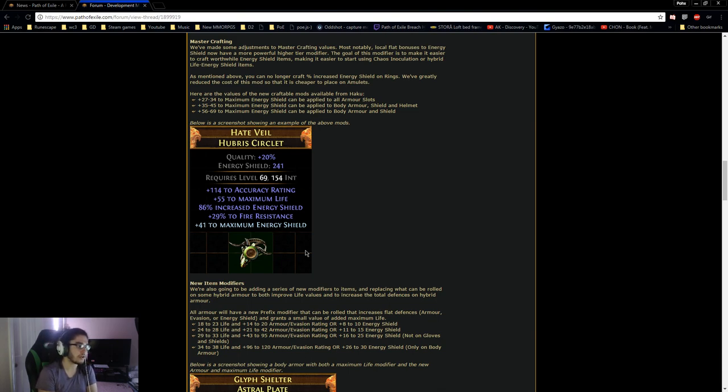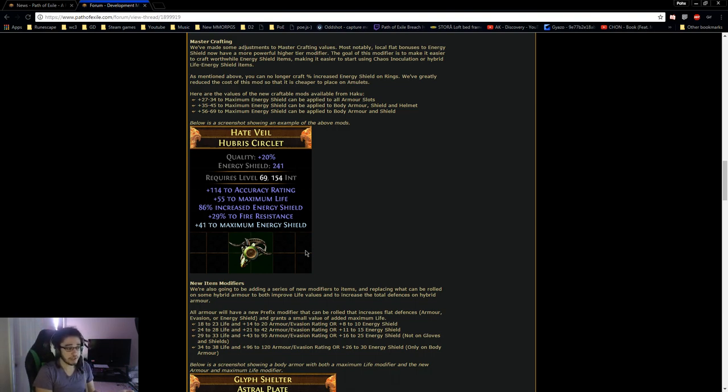Here are the values of the new craftable mods available from Haku. This actually goes up to 70 flat ES on a body armor and shield, which is pretty nice, because this will allow you to craft basic ES gear to get your character going and get into maps. You don't have to scour POE trade like crazy.